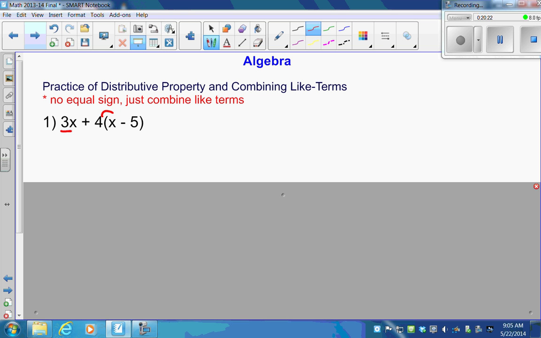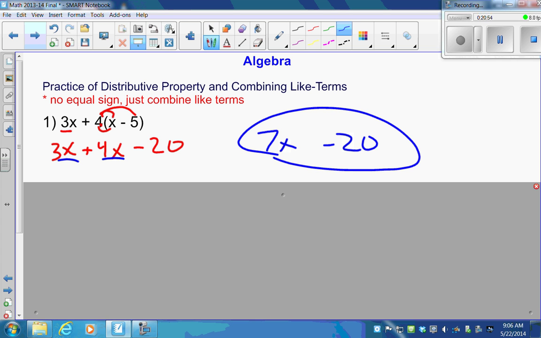So I distribute that 4 to the x. I distribute that 4 to the negative 5. When I distribute, I multiply. So I have 3x still. 4 times x is 4x. 4 times negative 5 is negative 20. Now, since there's no equal sign, I have to look to see if there's anything I can combine. I can combine my like terms. My like terms are these two. 4x plus 3x is 7x minus 20. That cannot go with everything because it has no x to it. I cannot combine that. That is my answer right there. Done.